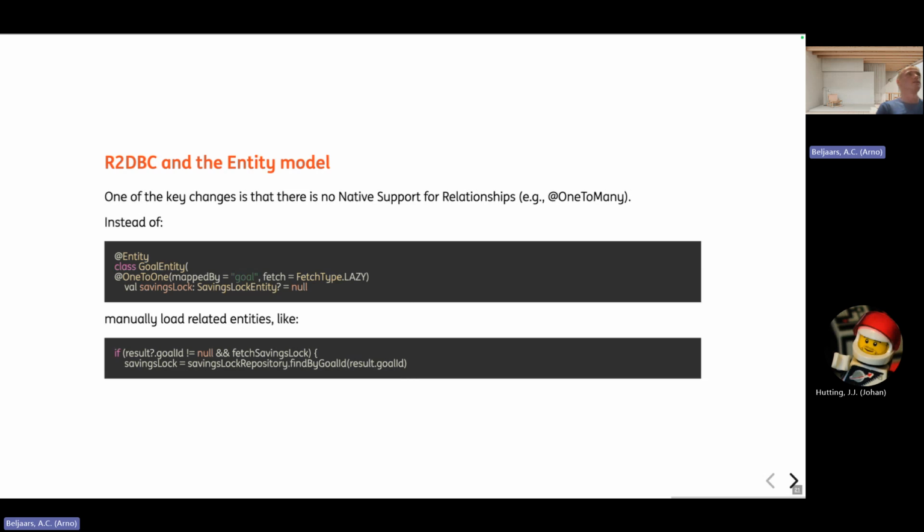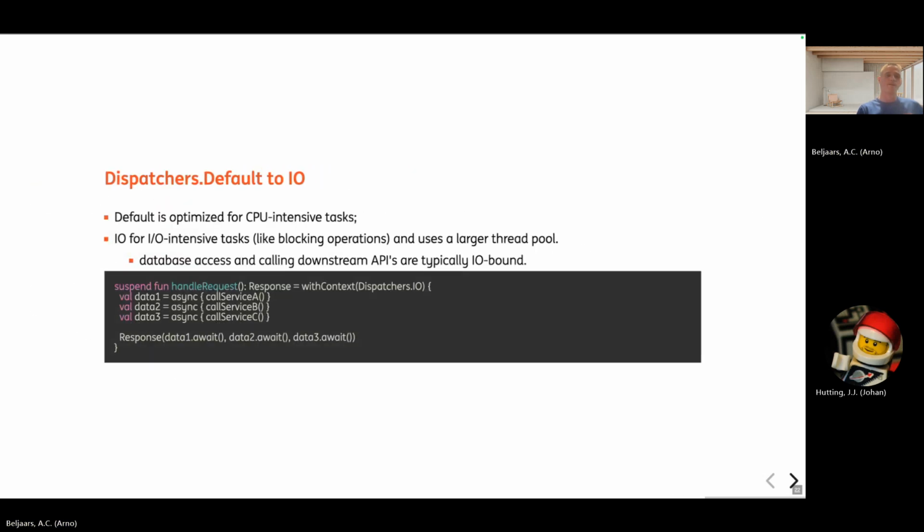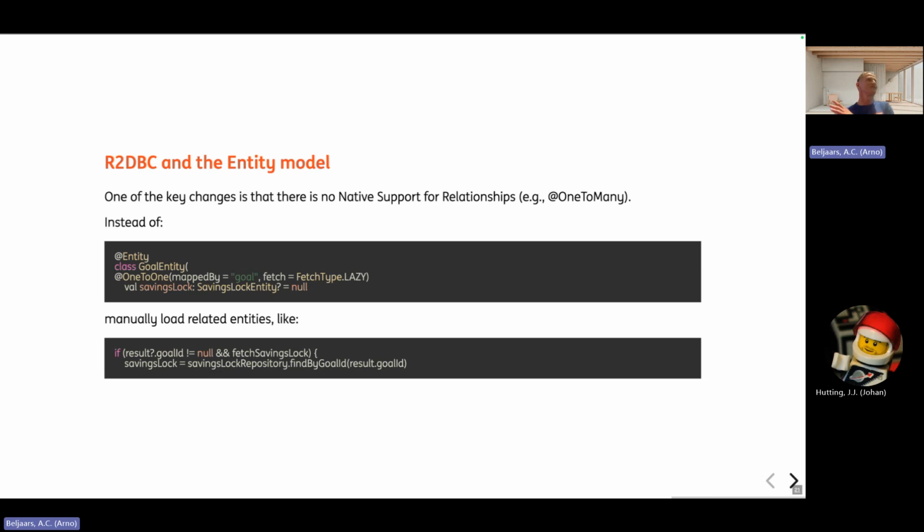JPA offers all kinds of annotations that automatically map data. In R2DBC, you need to do it yourself manually. So you need to grab an identifier and search the related code. So we're still thinking about it. Should we do this or not? We are in the testing phase.